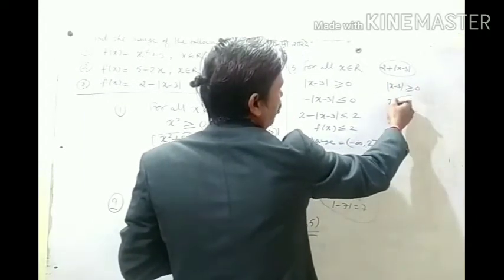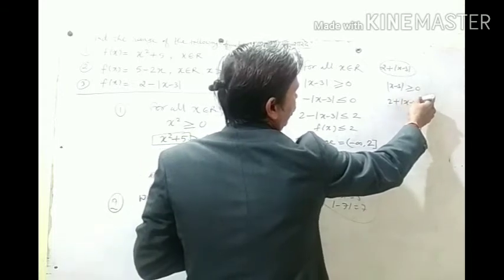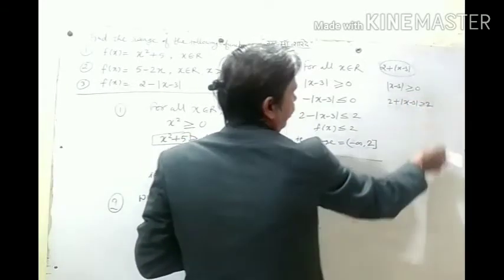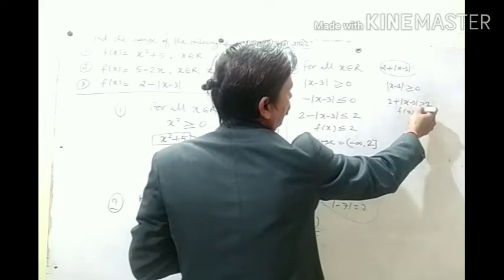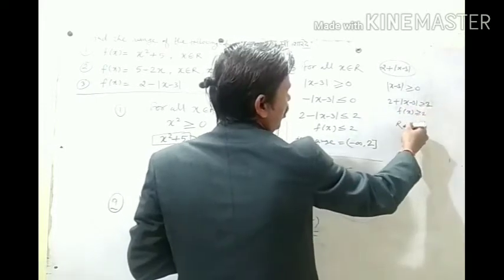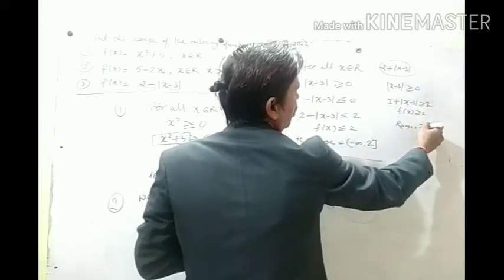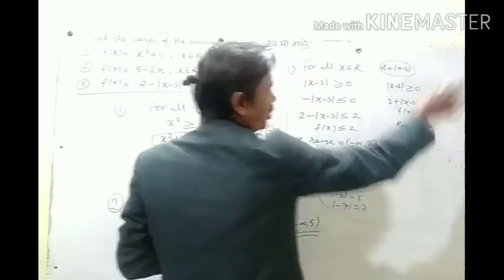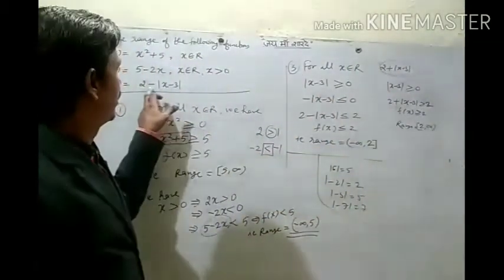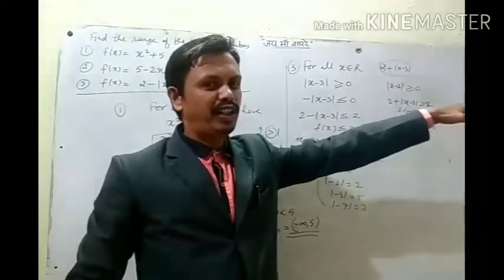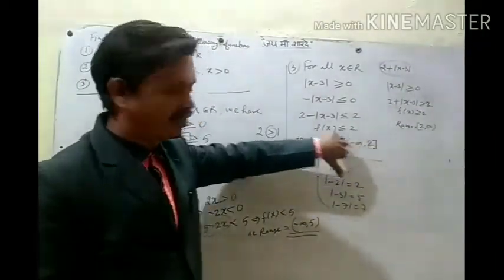If we add 2 to both sides, our function is more than or equal to 2. So its range will be 2 to infinity. If plus is there, the range will be 2 to infinity. If minus is there, this side only.